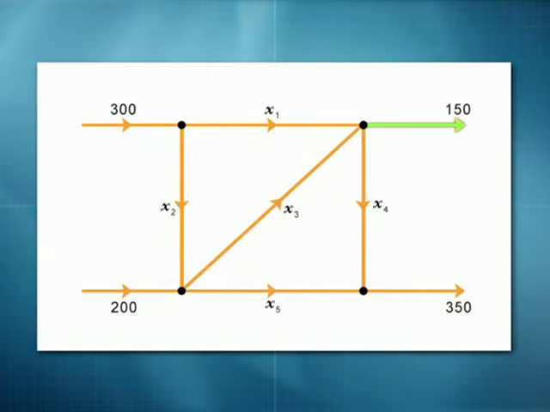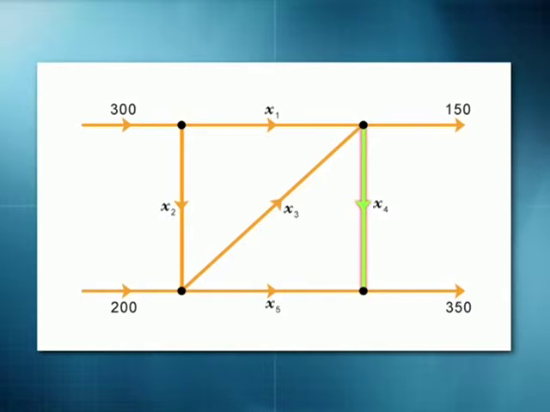And then we have some more flow patterns. 150 cars leave at the top route, 350 leave at the bottom, and the x4 flow is from the top to the bottom. So all these numbers, x1, x2, x3, x4, and x5, can vary depending on the time of day. I'm assuming these are one-way streets, but if they weren't, they might have a negative number, and that means traffic got reversed on it.